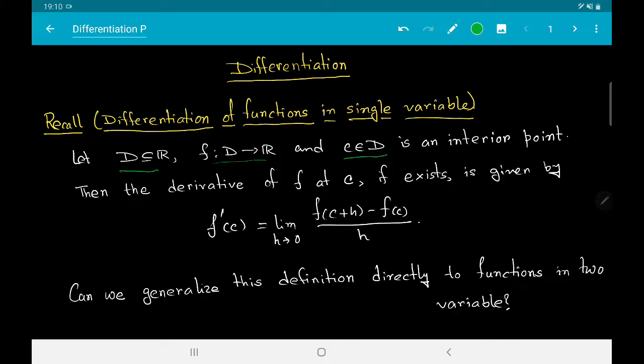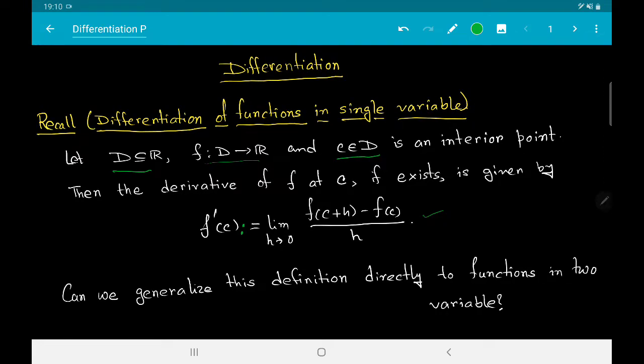Now, if f is differentiable at c, then the derivative of f at the point c is defined to be the limit that is mentioned here. So it is the limit as h tends to 0 of f of c plus h minus f of c divided by h. Now the question arises whether we can generalize this definition to functions of two variables.